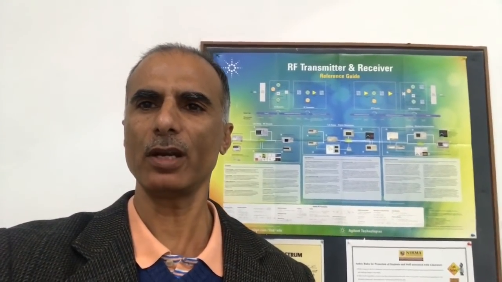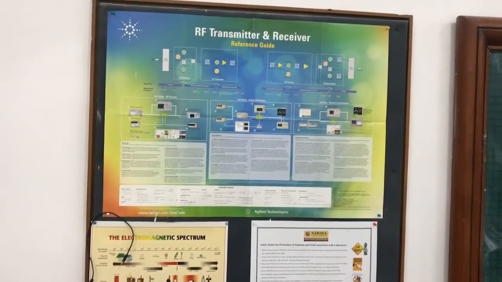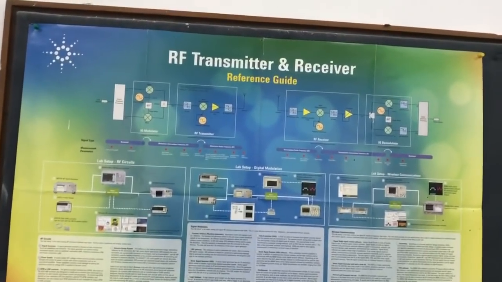Both AM and FM receivers work on the principle of the superheterodyne receiver, in which a mixer is used to down-convert the received signal to a much lower frequency, which is then passed through the IF section, the intermediate frequency, further down-converted into baseband, demodulated, and reproduced. So AM and FM radios are based on the superheterodyne receiver concept, and we'll study typically how FM radio works. So here we are talking about an RF transmitter and receiver.